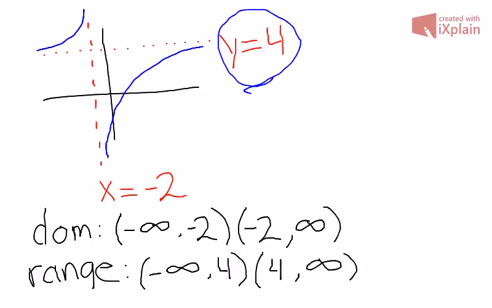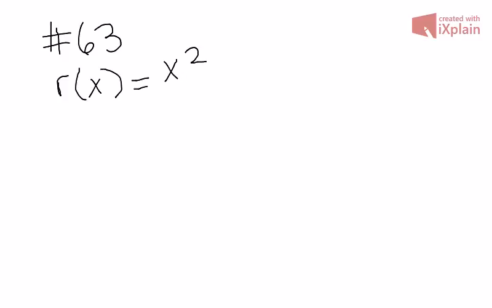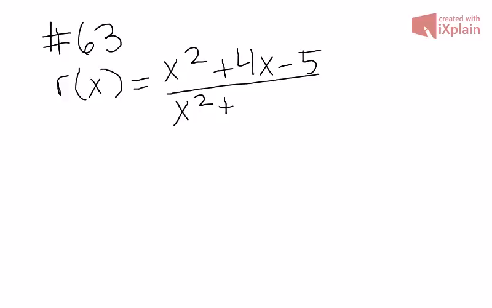Okay. Alright, let's go ahead and we'll move on here. I think this is number 63. We just have the function x squared plus 4x minus 5, and that's over x squared plus x minus 2.